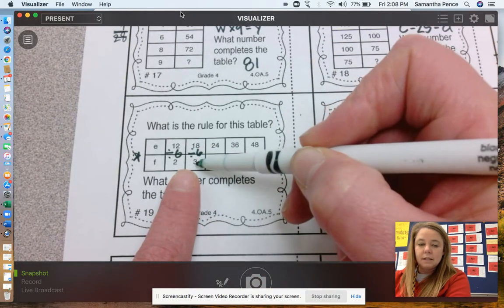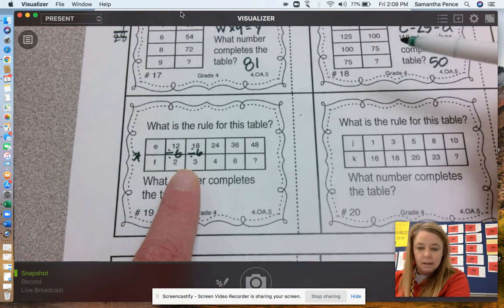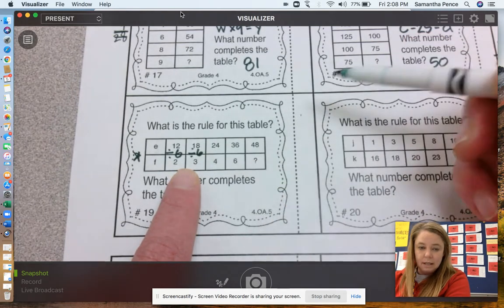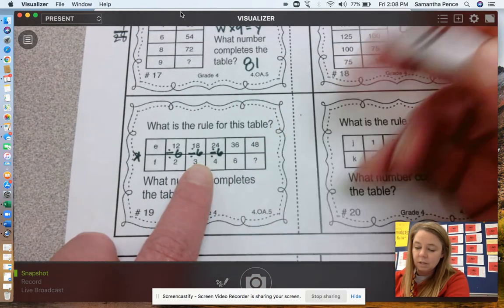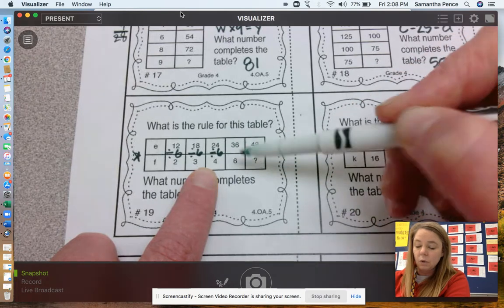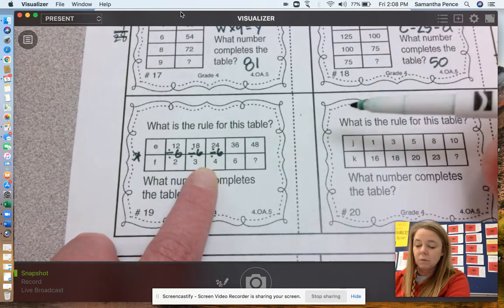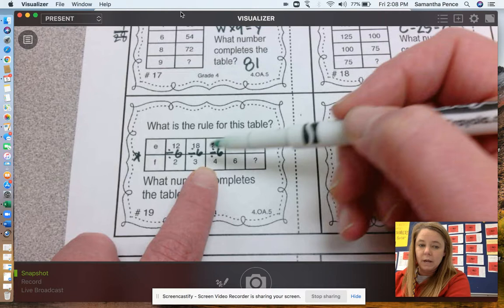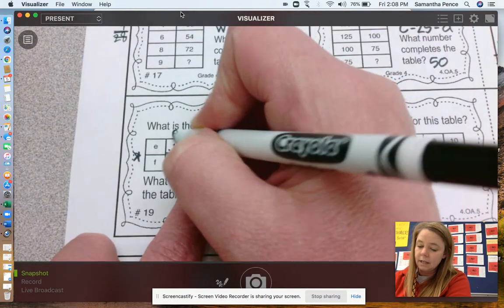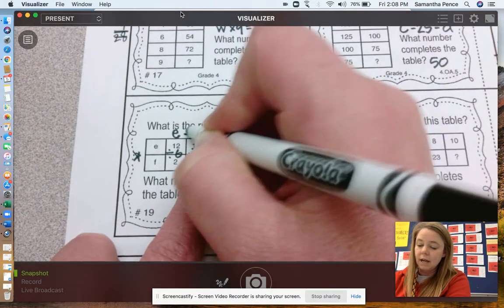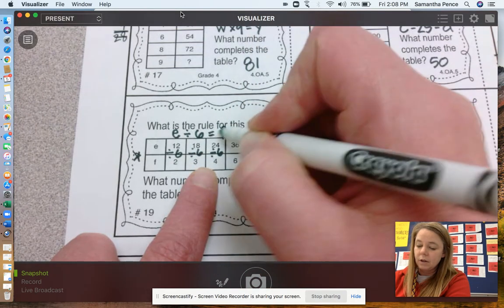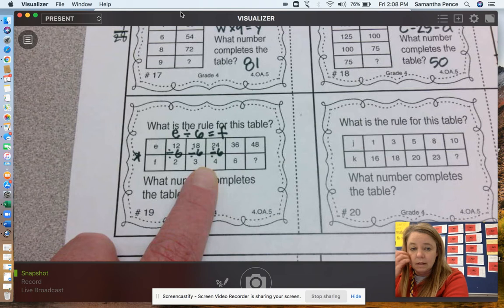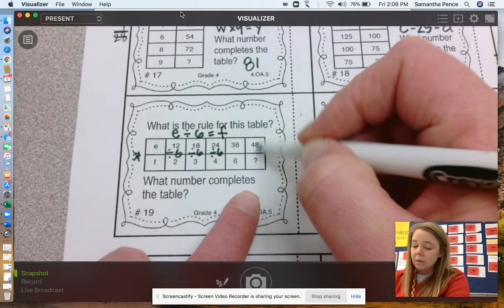18 divided by 6 is 3, or 3 times 6 is 18. I notice 3 times 6 is 18. So it looks like dividing by 6 might be our rule. Let's try the next one, make sure. 24 divided by 6 is 4, or 4 times 6 is 24. Okay, so let's go ahead and write the equation for that. So it's going to look like this. E, which is our input, divided by 6 is going to equal F, which is our output. That's our equation.